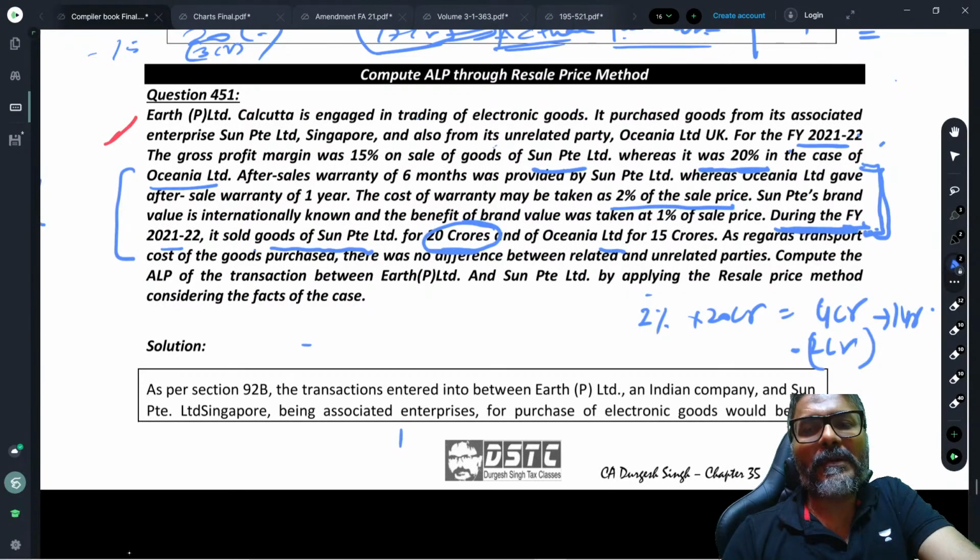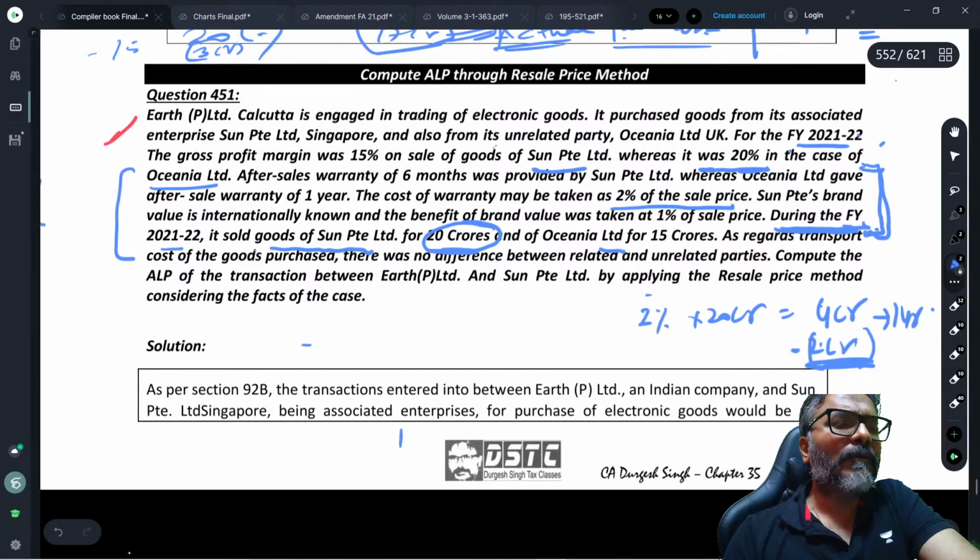Yes, Prem. So this is for 1 year. For 6 months it will be 2 crores. So I have to reduce 2 crores from this 16 crores price in respect of the warranty factor.